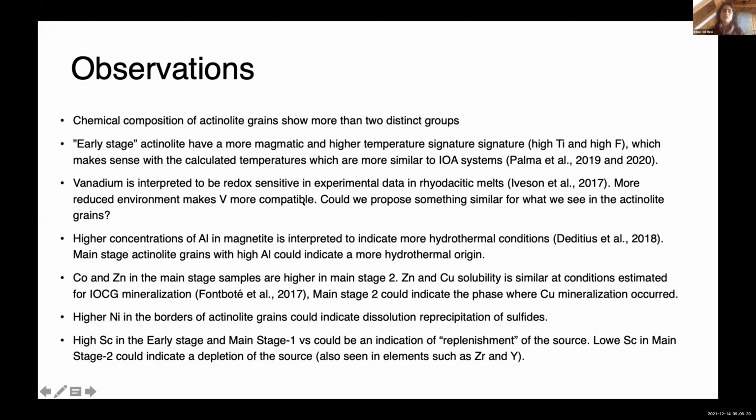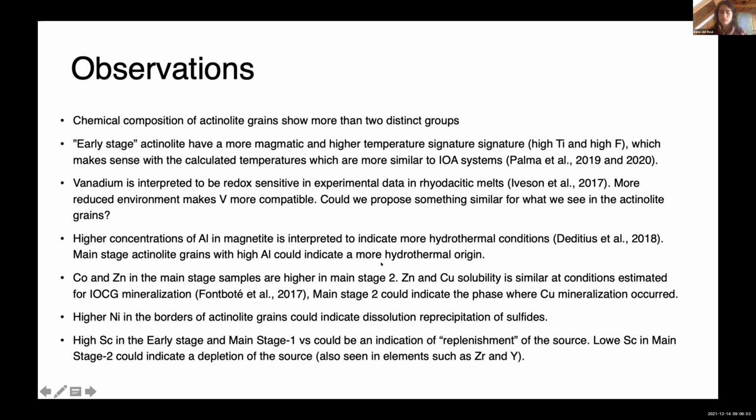We also see higher concentrations of aluminum in magnetite in previous research that have been interpreted to indicate more hydrothermal conditions. So maybe the main stage actinolite grains, especially the early ones, have higher aluminum, and this could indicate that we're moving from a more magmatic system to a more hydrothermal one. Then cobalt and zinc in the main stage samples are higher in main stage 2.